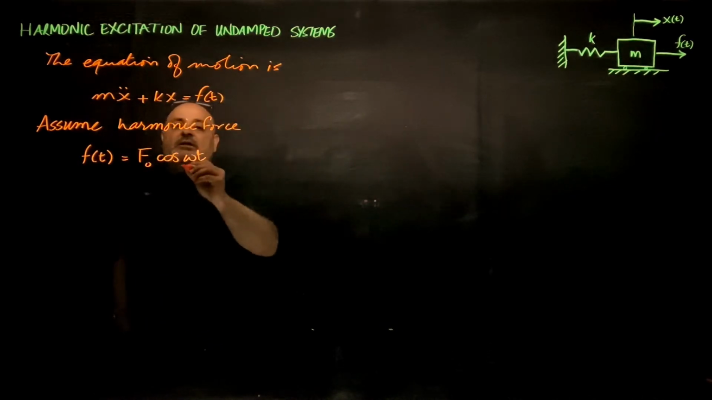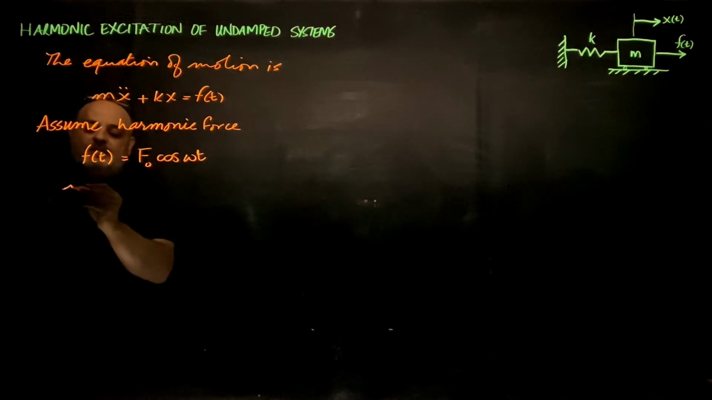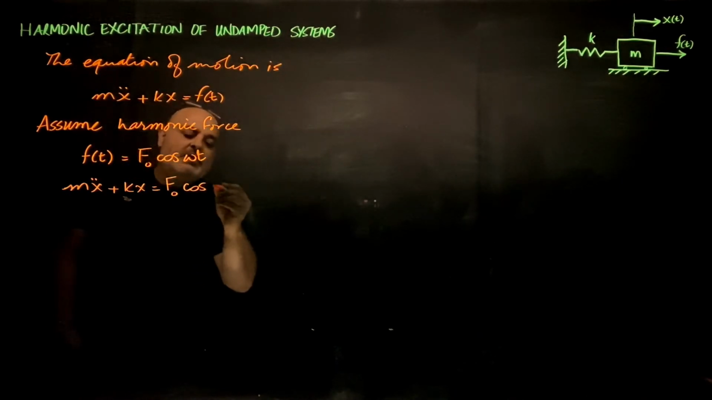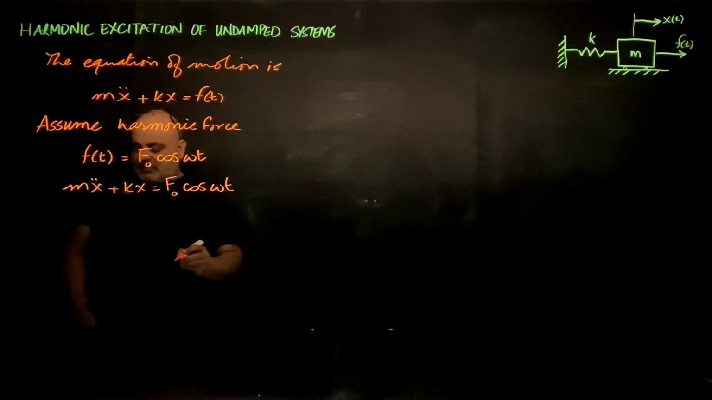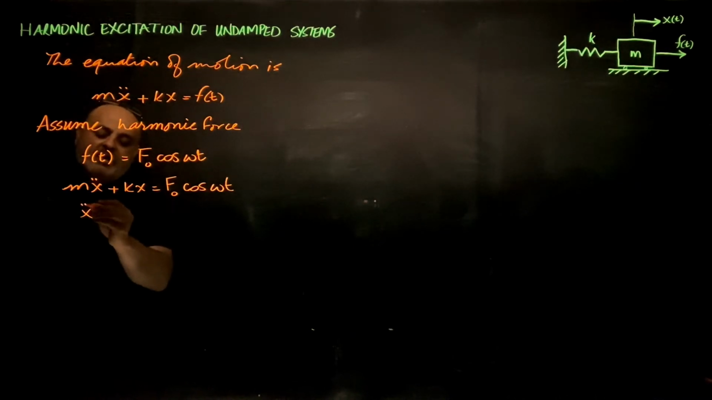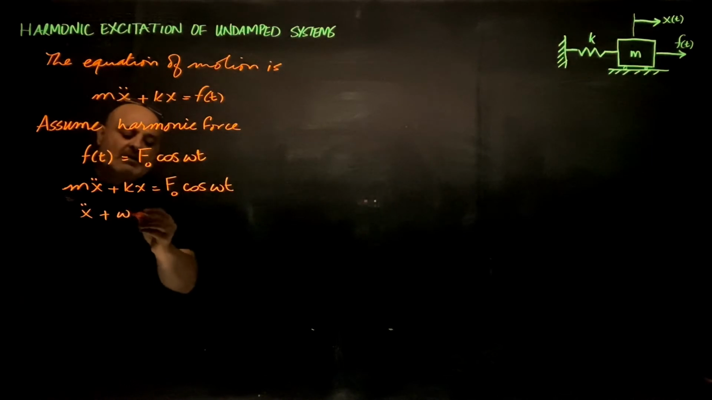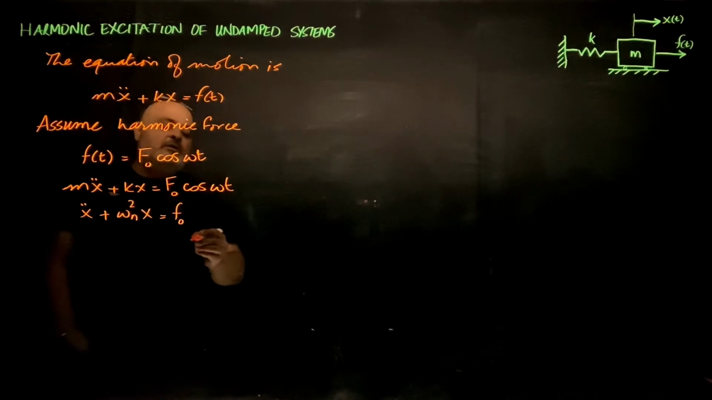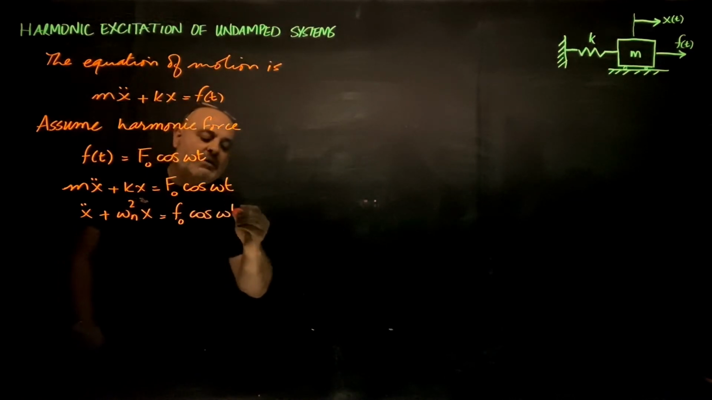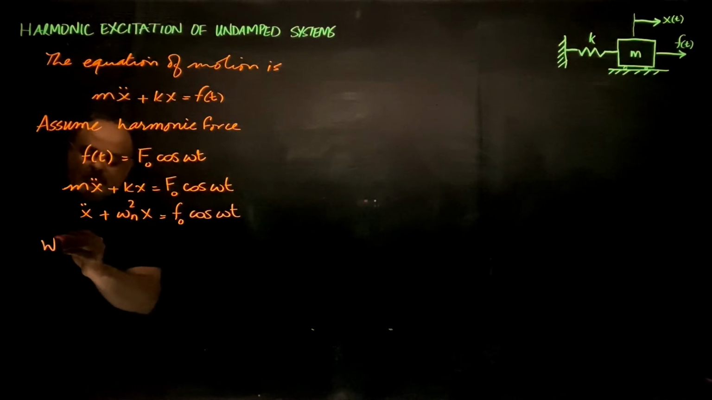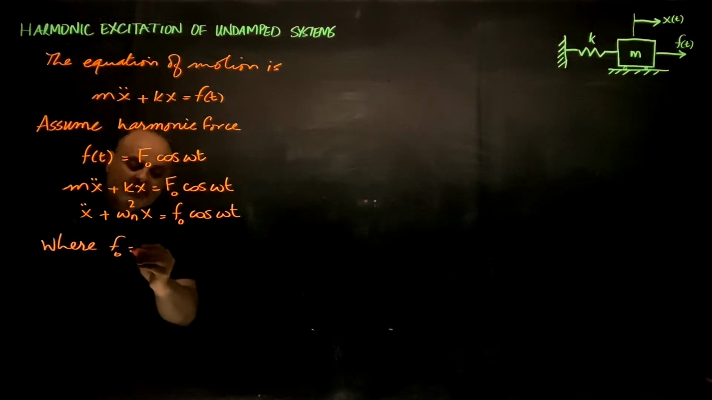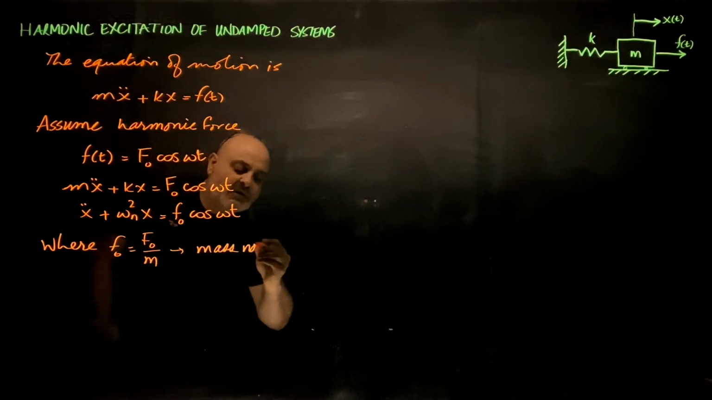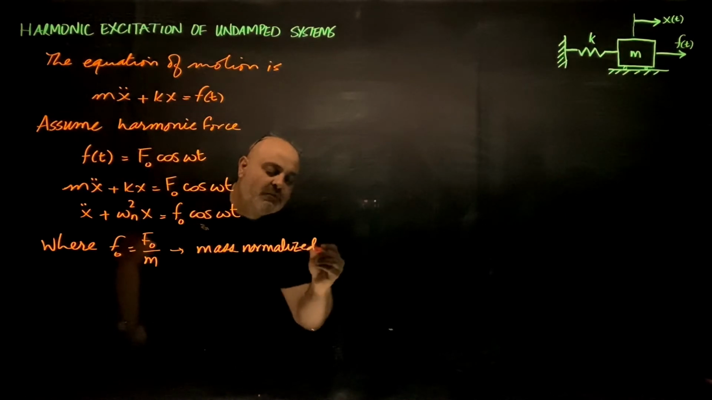Now, let's substitute this force into the equation of motion, m x double dot plus k x equals f0 cosine omega t, and let me normalize with respect to the mass, divide by m. x double dot plus k over m, which is omega n squared, x equals lowercase f0 cosine omega t, where lowercase f0 is F0 divided by m, and this is called the mass normalized force.